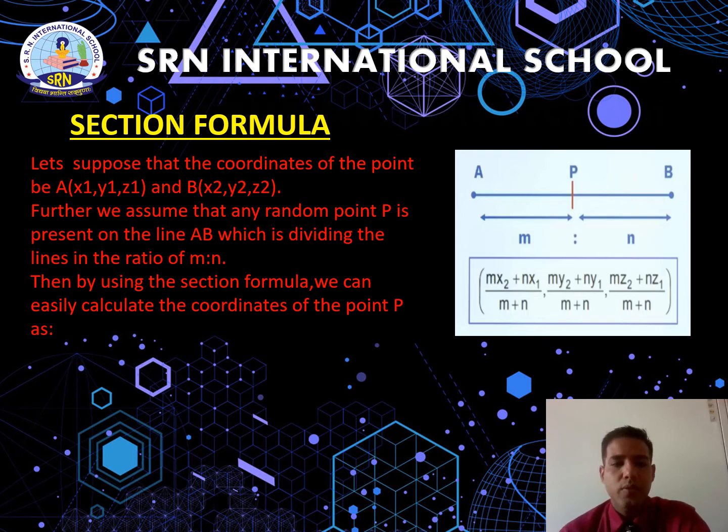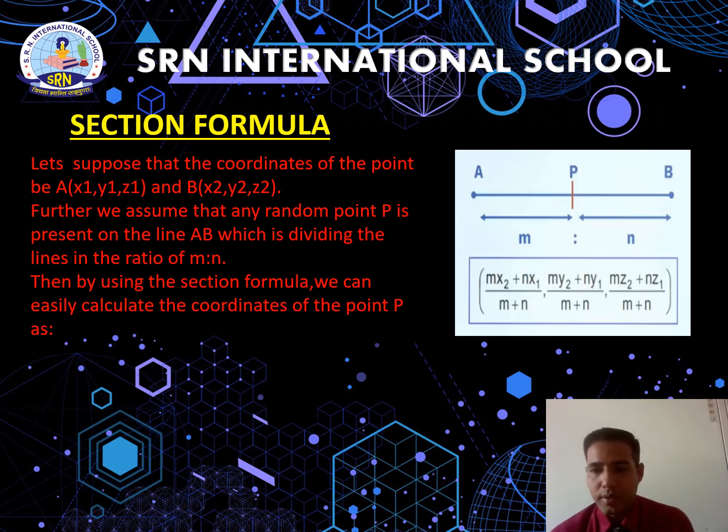Now suppose if we want to calculate the coordinates of point P, then the x coordinate of the point P is going to be calculated as mx2 plus nx1, in the denominator m plus n, that is sum of the ratios. Similarly, we can calculate the y coordinate of point P as my2 plus ny1, in the denominator m plus n, that is sum of the ratios. In exactly similar manner, we are going to calculate the z coordinate of point P, that is mz2 plus nz1, in the denominator as m plus n.